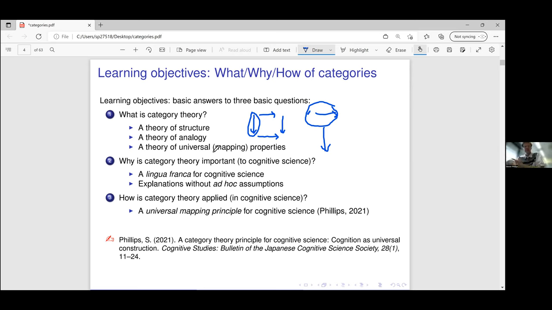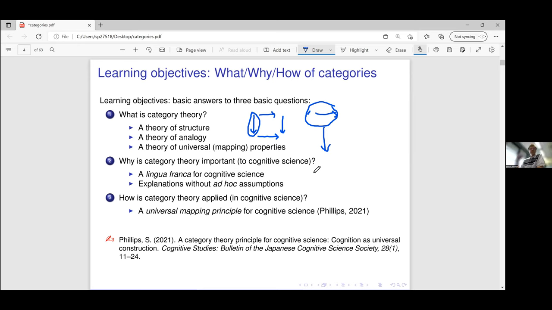The common structure is somewhat analogous to a universal property. What we should say in category theory is that how you determine those sort of universal structures is by what's called their universal mapping properties. And this is formally defined. Yesterday, we also introduced the second question: why is category theory important, and important in particular to cognitive science?